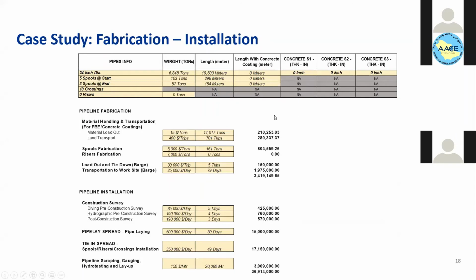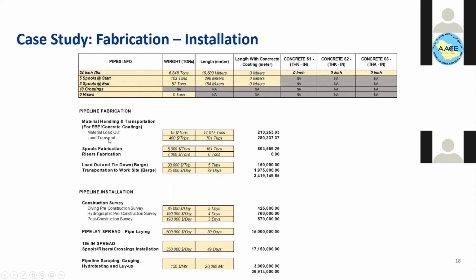Okay. After the material, you will develop the fabrication and installation cost. The fabrication involves the spools. The spools, as I mentioned, are at the end of the pipe, used as a connection between the subsea pipeline and the facility. And you can see here in our case study, we have 5 spools at the start and 3 spools at the end. You convert the meter to tonnage, and you can apply the factor here for fabrication. For example, for spools, you have a total of 161 tons times $5,000 per ton, and you have the cost of spools.